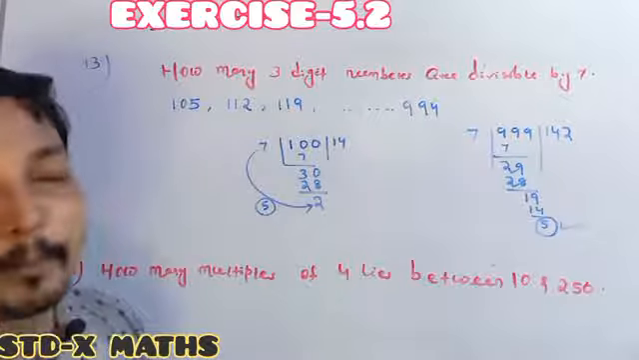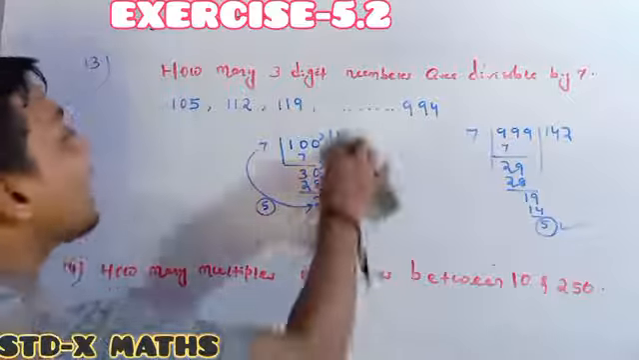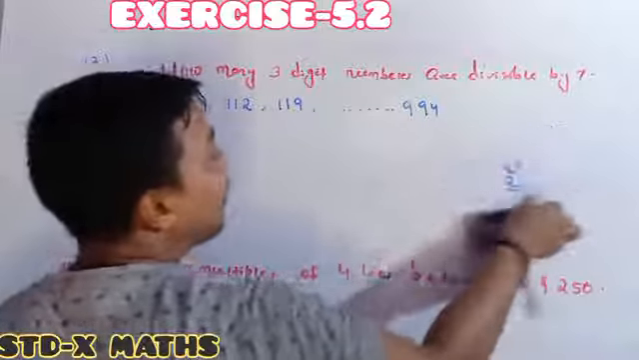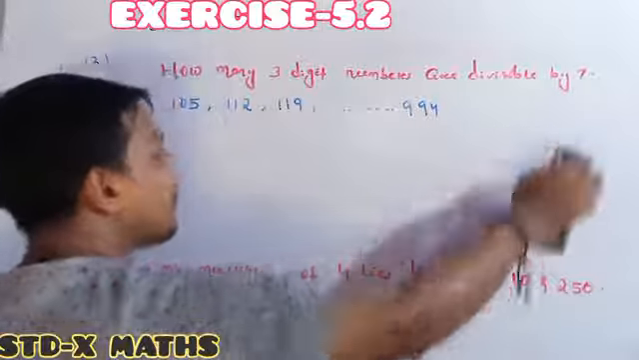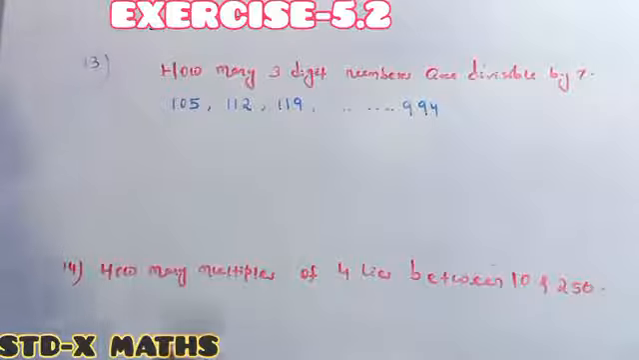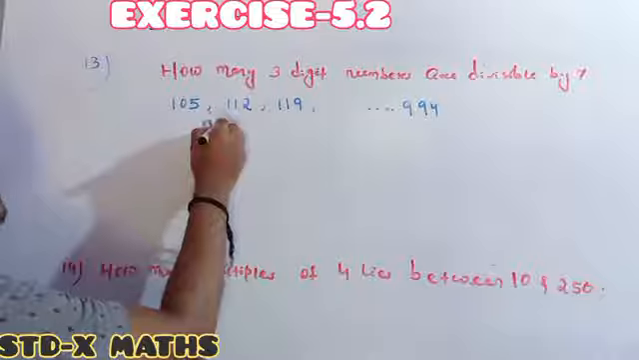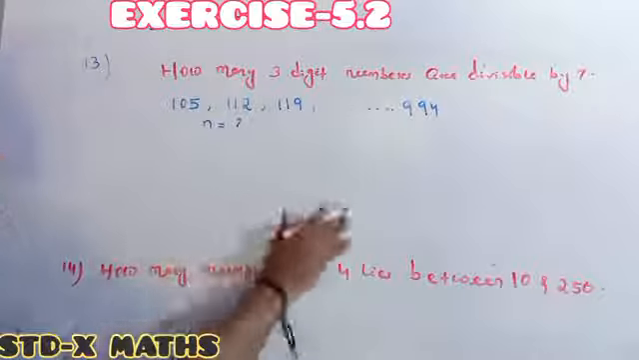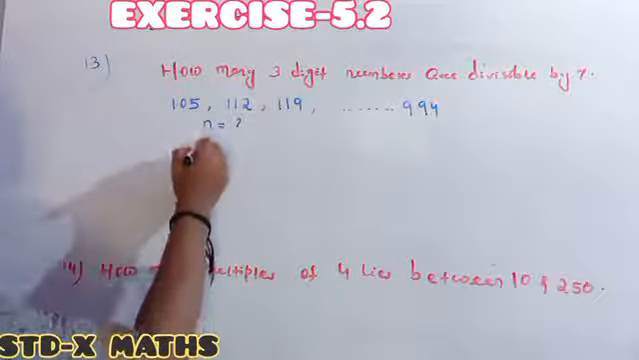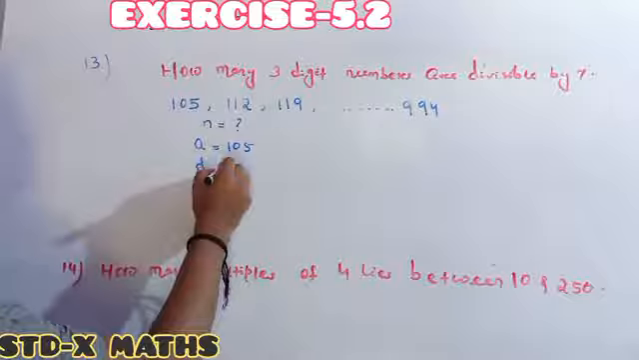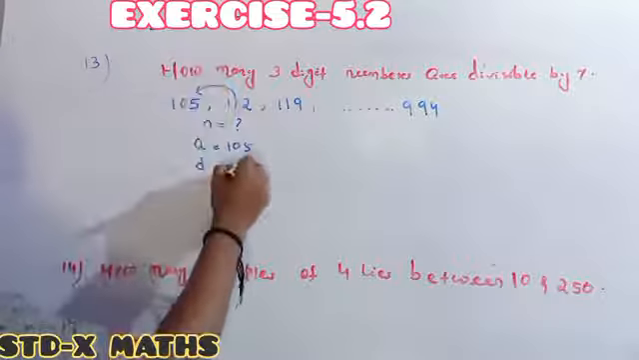So our AP is already ready. It is asked how many numbers there are, and remember, how many numbers means you have to find n. From the AP that is given, A is 105, D is the difference, and here the difference is 7.